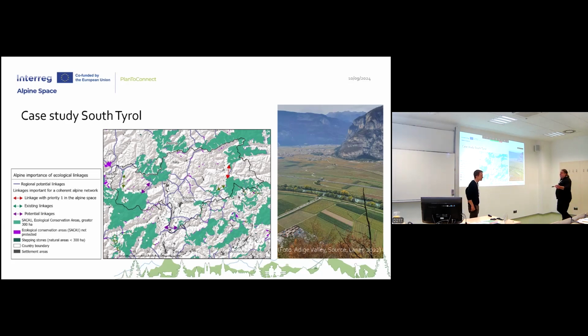Compliments for the work. Question: you are talking about alpine species. What exactly do you mean? Because I guess different species have different requirements, so a corridor for one is not a corridor for another. I didn't get the target species that you wanted. I mean, connectivity for whom?